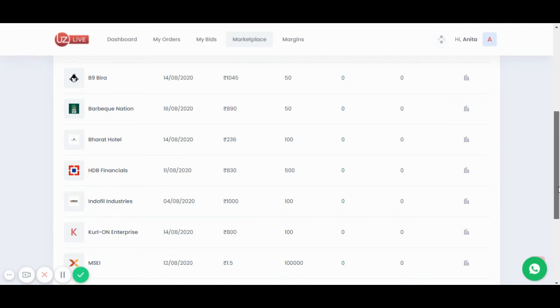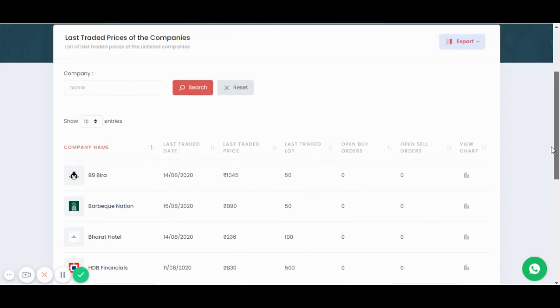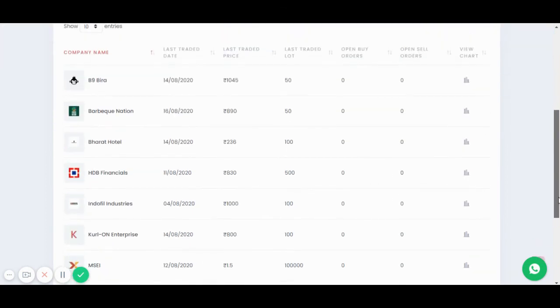For all the shares that are traded every day, you will get information on this platform about the last traded price. So you simply come to this platform and you can check the unlisted shares from there.